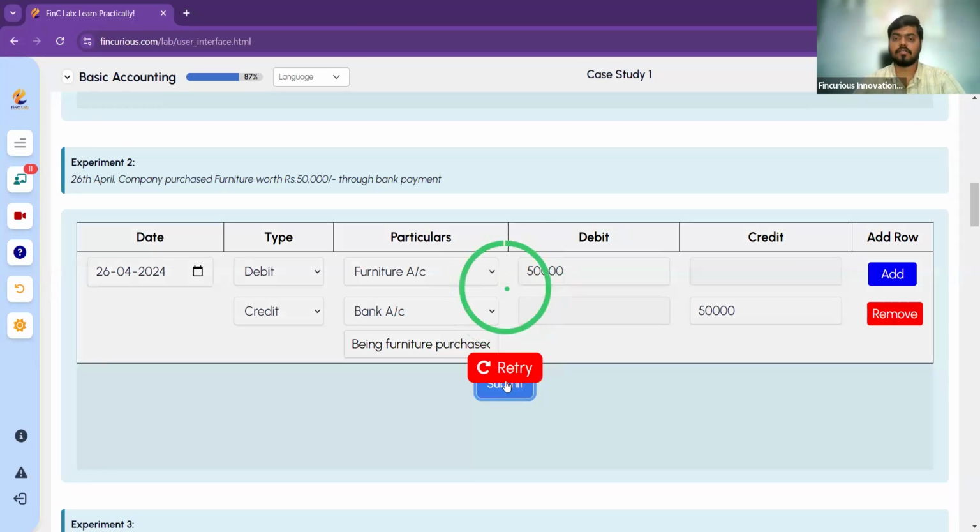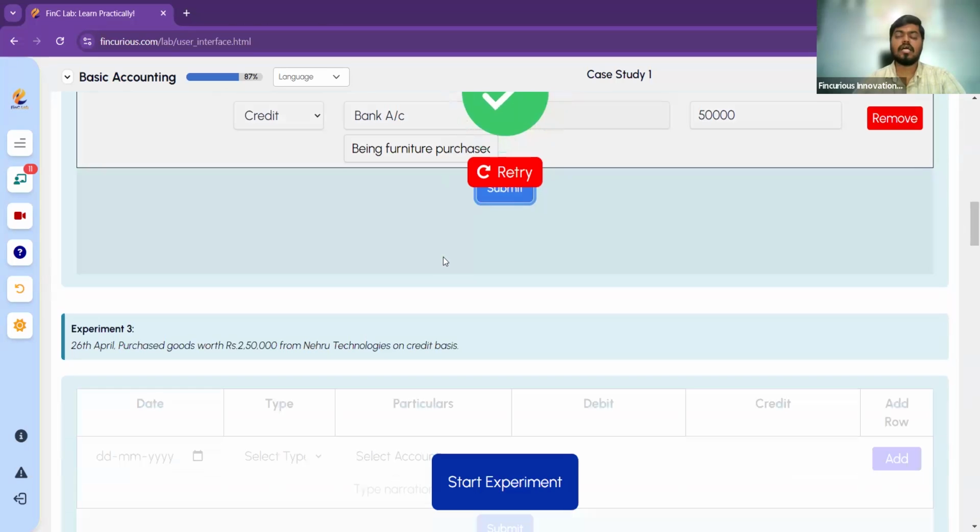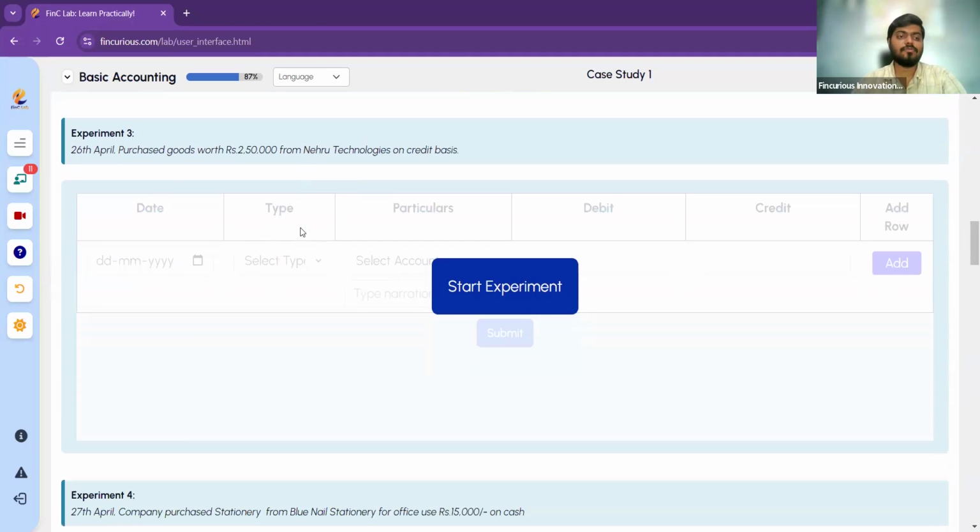Wow, it is also correct. So this is how we learn how to pass the journal entries through our gamification tools. So, going to the next experiment.